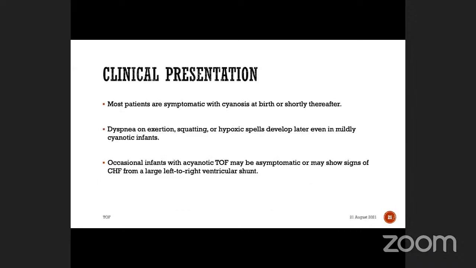They are usually asymptomatic until they become cyanotic. Dyspnea on exertion, squatting, or hypoxic spells develop later in mildly cyanotic infants. Occasionally, infants with acyanotic tetralogy may be asymptomatic or may show signs of congestive heart failure with a large left to right shunt. These are the patients that have mild RVOT obstruction or basically no RVOT obstruction.